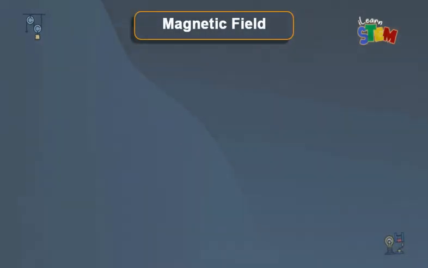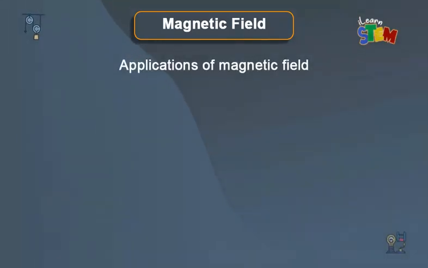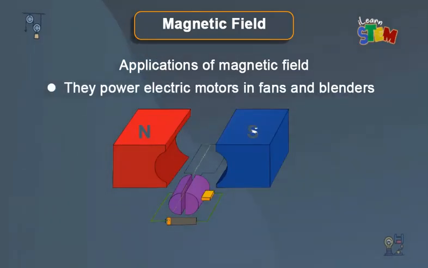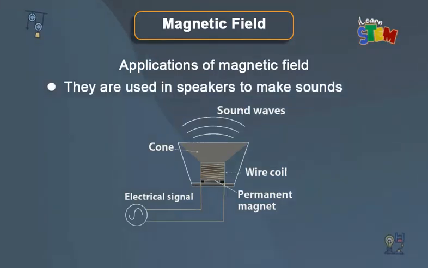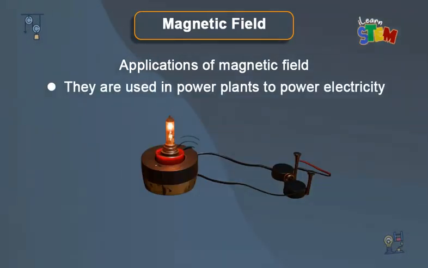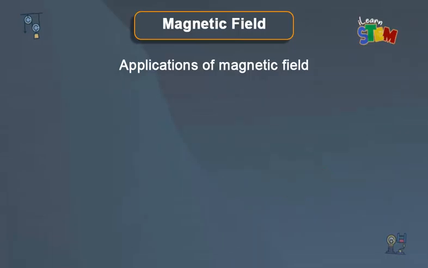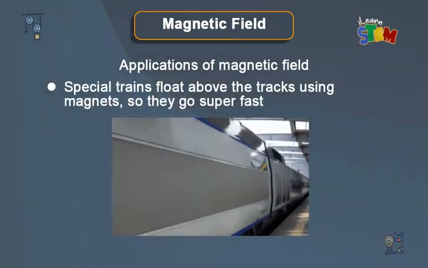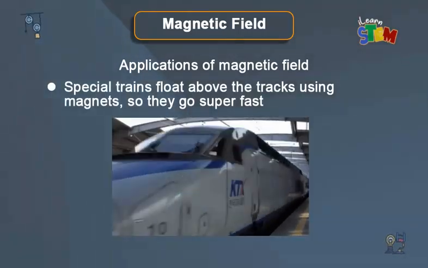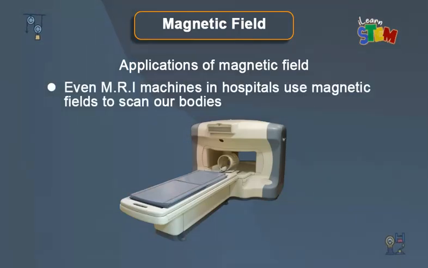Magnetic fields aren't just for science classes, they're everywhere in real life. They have many practical applications in our everyday lives and industries. Here are some common and important applications of magnetic field. They power electric motors in fans and blenders. They are used in speakers to make sounds. They are used in power plants to generate electricity. Special trains float above the tracks using magnets, so they go super fast. Even MRI machines, in hospitals, use magnetic fields to scan our bodies.